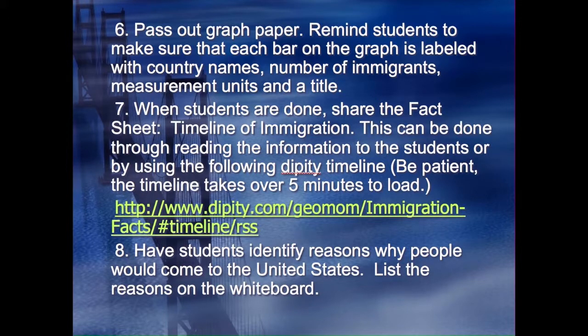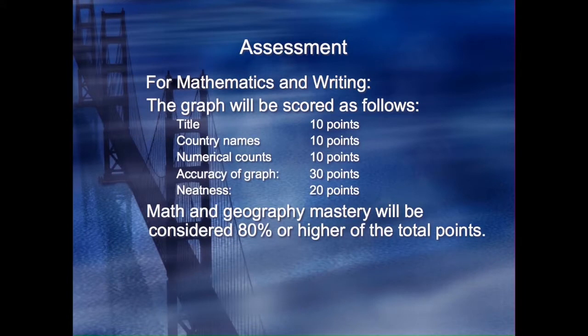Have students identify reasons why people would come to the United States. Why would they have come at the time of Ellis Island? Why would they come today? List the reasons on the whiteboard. And then for assessing this lesson, for mathematics and writing, the graph will be scored as follows. If it has a title, country names, and numerical counts, it'll get 10 points. If the graph is accurate, it gets 30 points, and with neatness, another 20 points. Math and geography mastery will be considered 80% or higher of the total points.